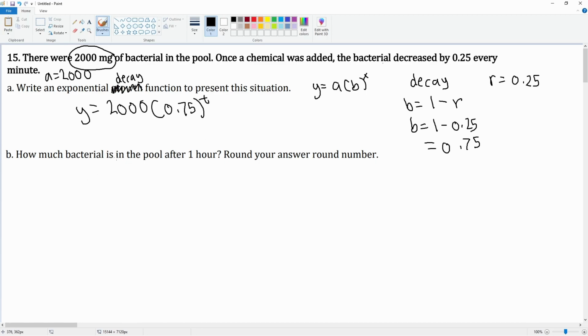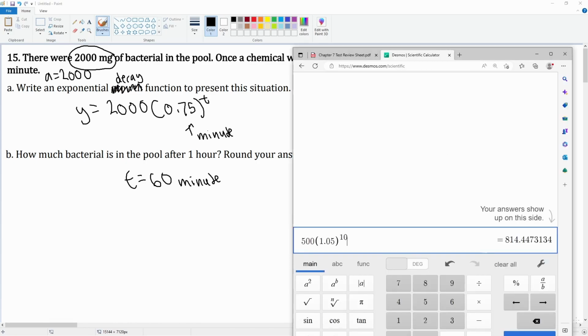Here it says how many bacteria is in the pool in hours. Please understand that this is decaying every single minute, okay? So time is equal to 60 minutes, okay? Because the decay rate was in minutes, so you have to make sure this is also in minutes. So let's just plug in t in for 60, okay? So this is the function.